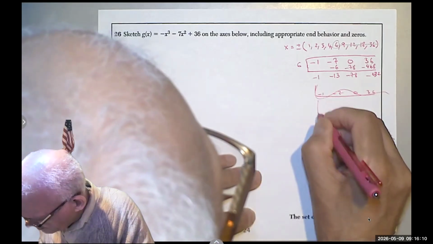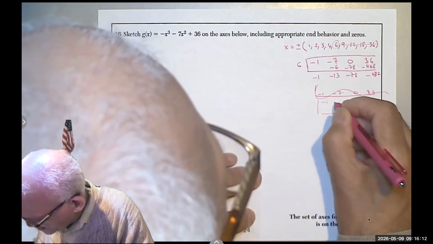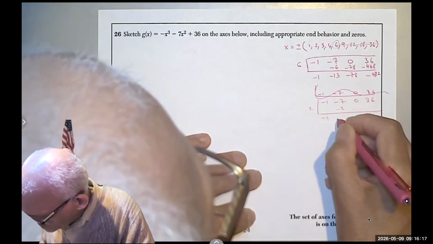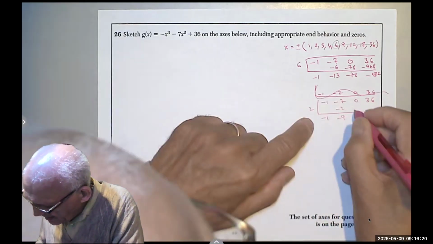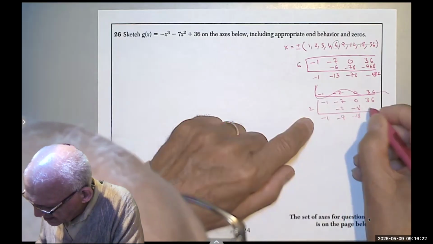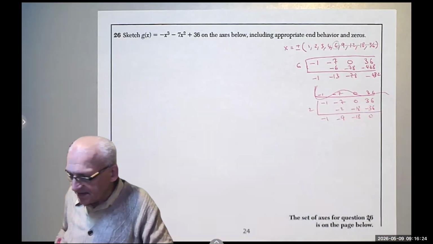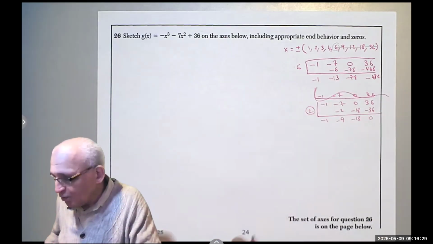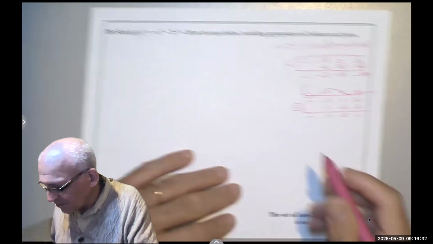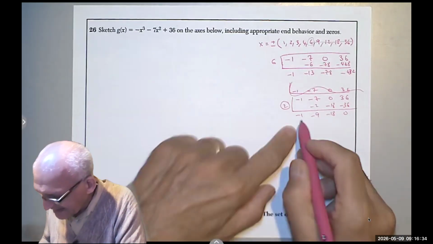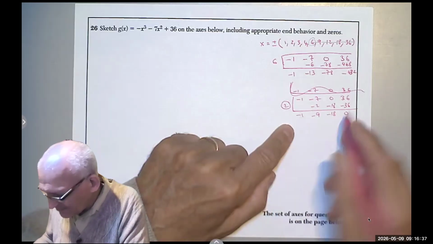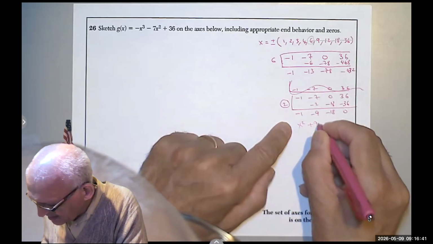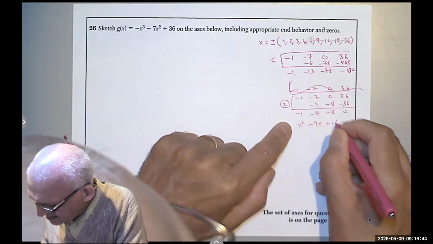I wrote them up. I usually -1, -7, 0, 36. And I have the 2. So I get -2, -9, -18, -18, -36, 0. Yes, a 2. So I know 2 is one of the roots, which reduces the degree of the equation from a third degree to a second degree. Notice all of them are negative, so I can multiply by -1, and I say x squared plus 9x plus 18 equals 0.